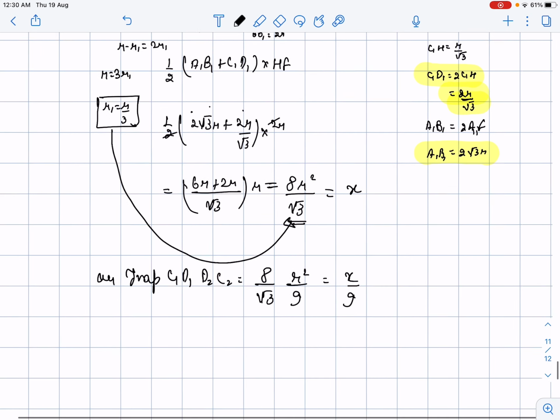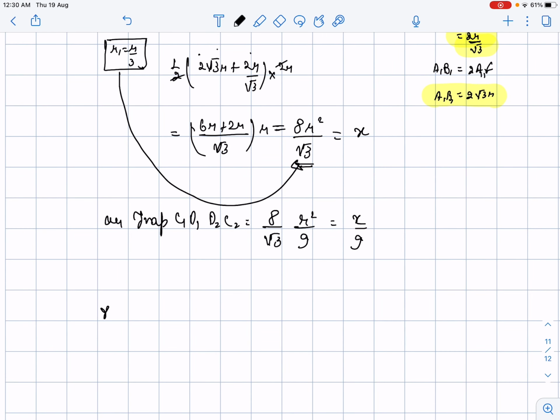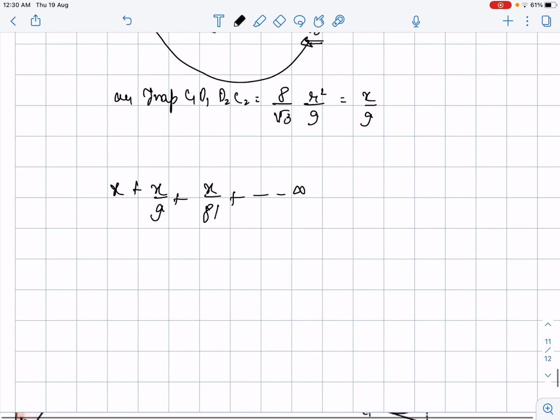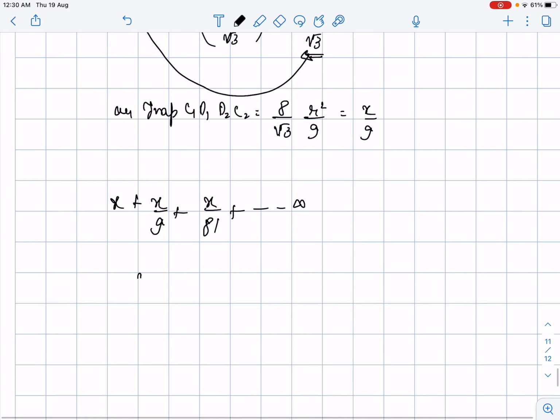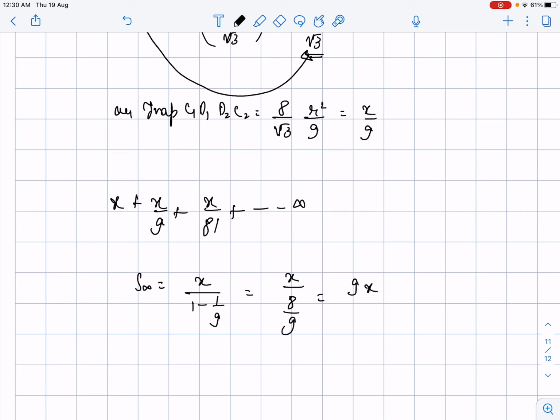So it will be going to generate a geometric progression till infinity. So we have x plus x upon 9, then x upon 81, and it goes on up to infinity. So the sum of infinite GP is a upon 1 minus r we do know. So x upon 1 minus 1 by 9 it will be. That will be becoming x upon 8 upon 9, that will be becoming 9x upon 8.